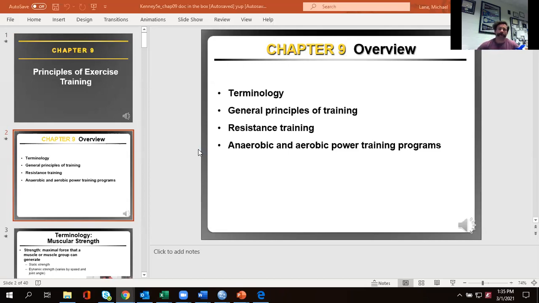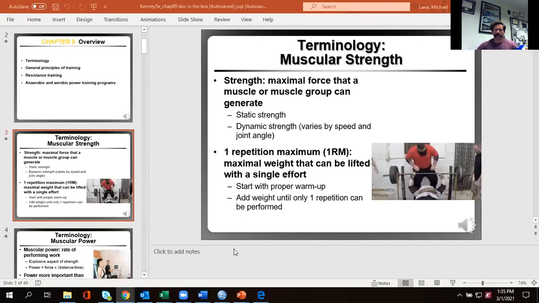But then we're going to talk about how we apply these basic concepts to resistance training, and then also to what we can refer to as energy systems training or conditioning, but we're talking about anaerobic and aerobic style training programs. So, the first term we have is just good old basic strength.